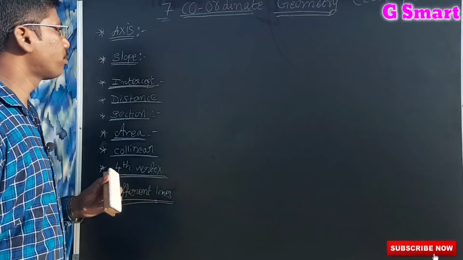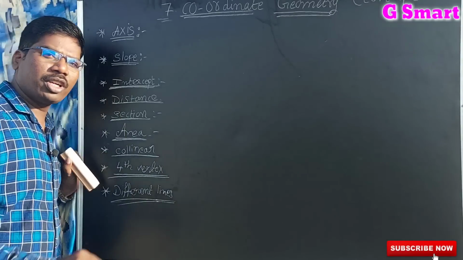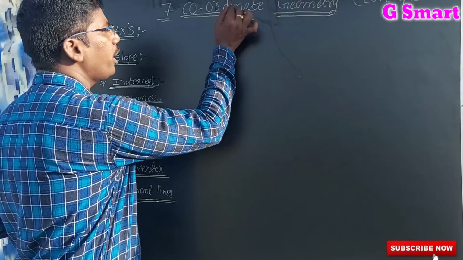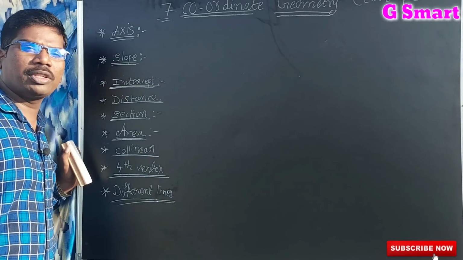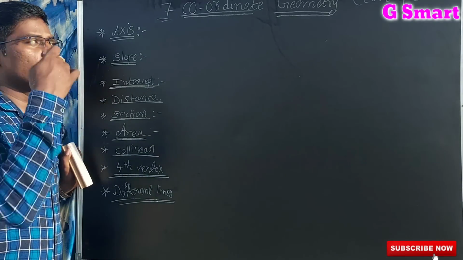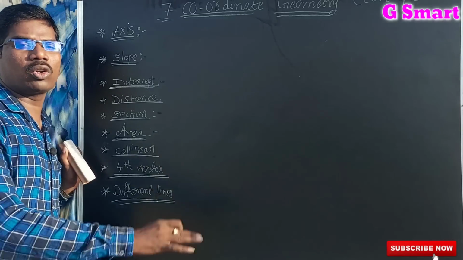So, coordinate geometry. What does coordinate geometry mean? Coordinate system means the x-axis, y-axis and planes, and geometry means the figures, 2-dimensional and 3-dimensional figures. So mixing these 2-dimensional and 3-dimensional figures with the coordinate system is called coordinate geometry.